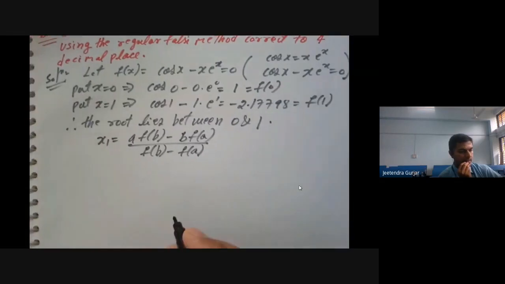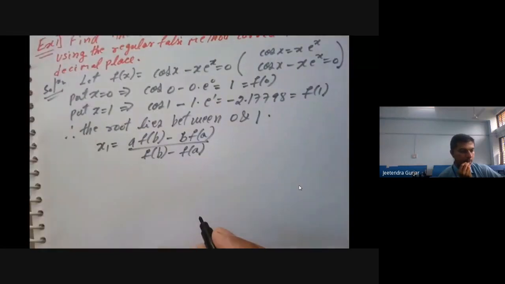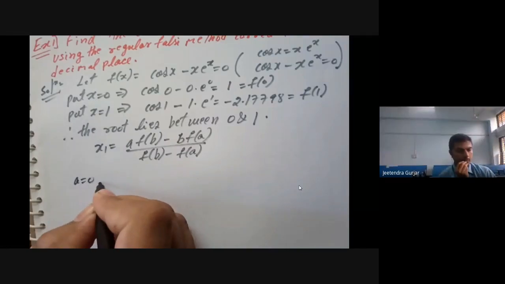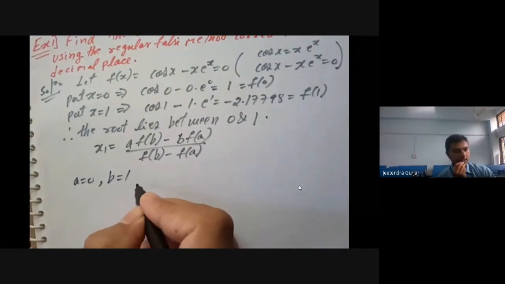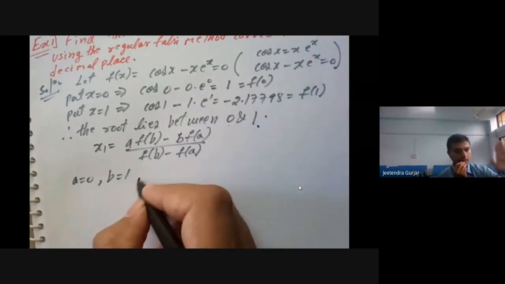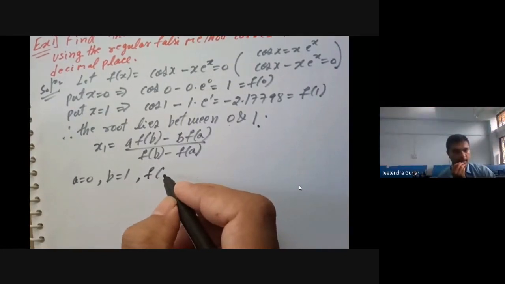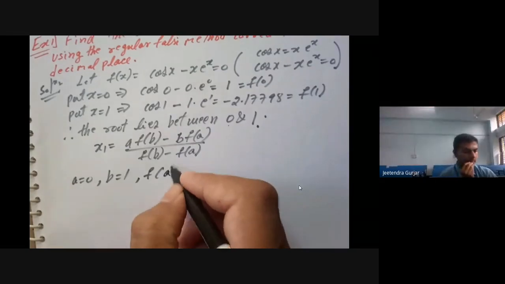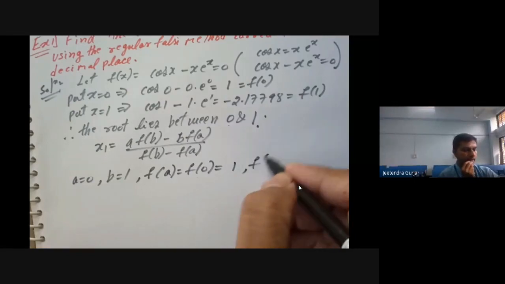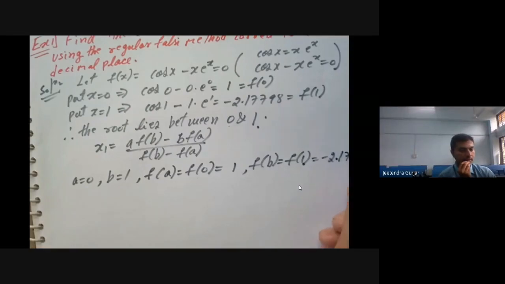Now tell me, students, looking at the equation, can you tell me a, b, f of a and f of b? Already you know. I'm going to take a as the initial value 0, and b is equal to 1. Remember the same values 0 and 1. Yes, focus on the class, students. Now see f of a. What is f of a? F of 0 is nothing but 1. Next, f of b is equal to f of 1, which is equal to minus 2.17798.